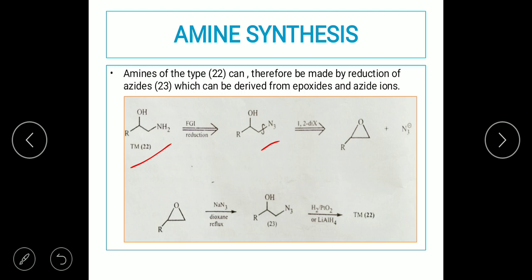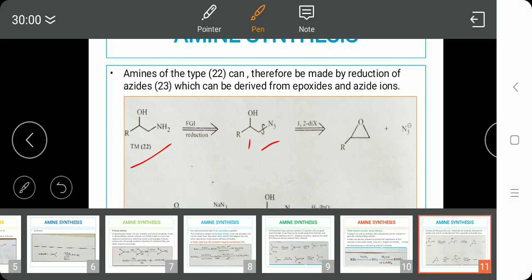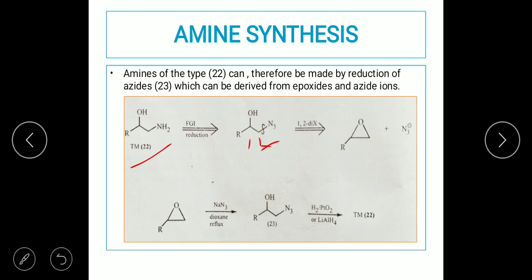And here you can see that it is a 1,2 disconnection, because the carbon attached to the hydroxyl group is numbered 1, and the adjacent carbon is number 2. Since we are disconnecting the CN bond, we write it as a 1,2 disconnection. Once we do the 1,2 disconnection, we get the azide ion and also the epoxide, because the nitrogen is going to get the negative charge, that is, N3 becomes the azide ion.